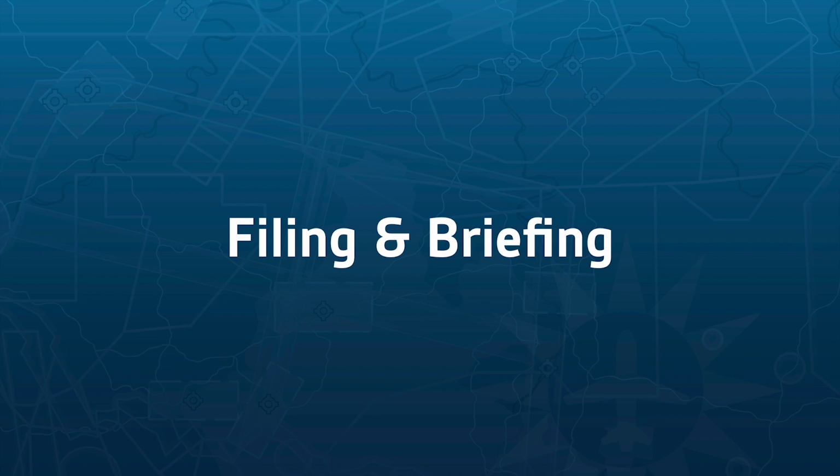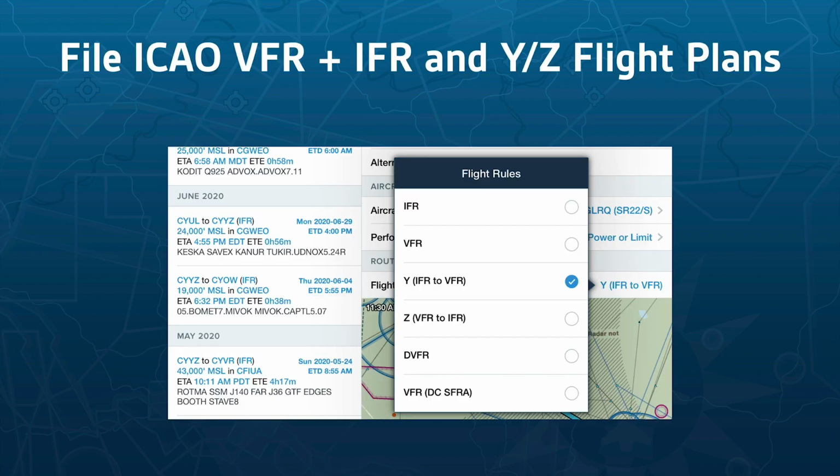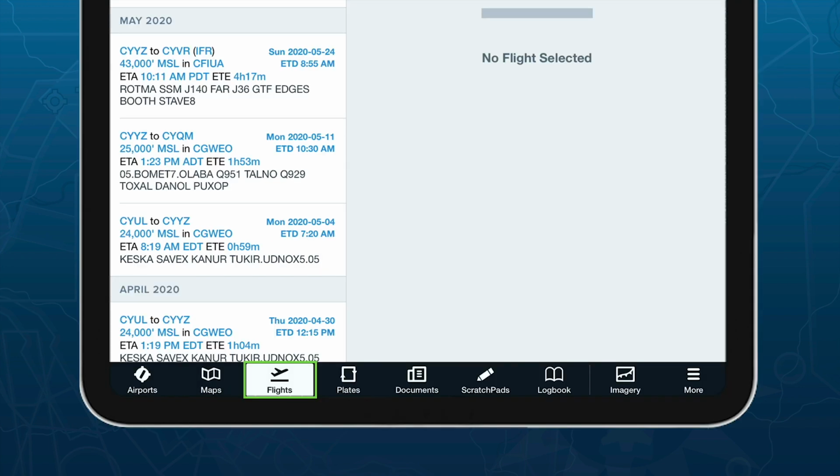All right, now we get into filing and briefing in ForeFlight. Many of you don't know, but you can actually file ICAO, VFR, IFR, and Y and Z flight plans directly through ForeFlight, getting sent directly to Nav Canada. Here's how to do that.